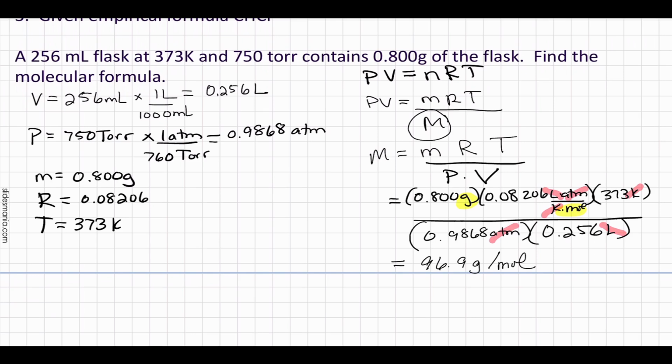You can keep more sig figs because it's not really about the value. It's about showing your work. And then we're going to figure out N, which remember that's not the mole, but the multiplying factor where you take the molar mass of the molecular formula and you divide it by the molar mass of the empirical formula. So we just calculated the top one.